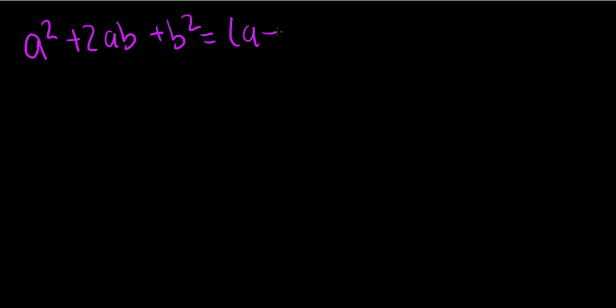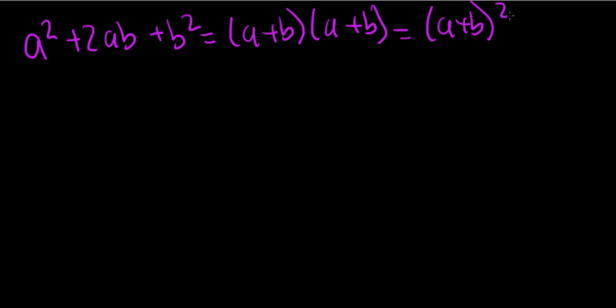In this section, we're going to be looking at factoring special products. So we're going to start by looking at perfect square trinomials. If you remember from a couple sections ago, we had the form a squared plus 2ab plus b squared equals a plus b times a plus b, which equals a plus b squared. So we're going to look at an example of this now, how to identify this.